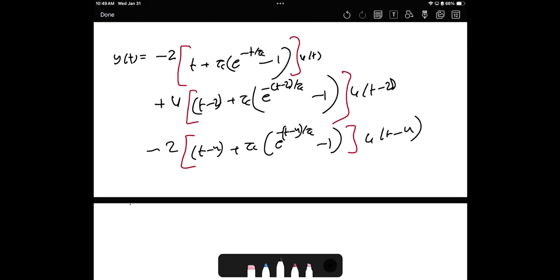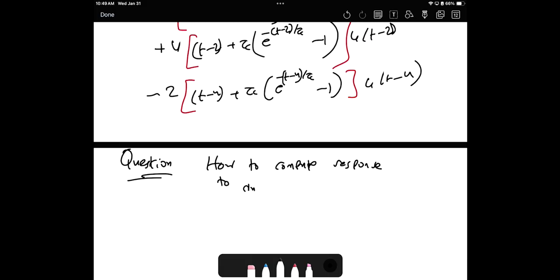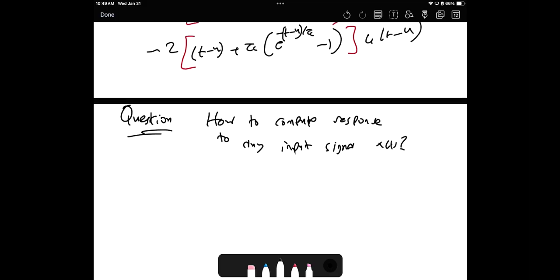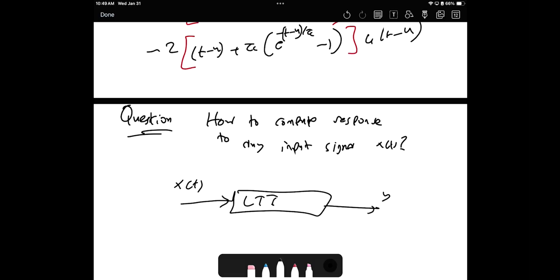Another question. How to compute the response to any input signal? Basically, we have x of t, an LTI system here, then we have y of t. Now for any input, how can I do this?